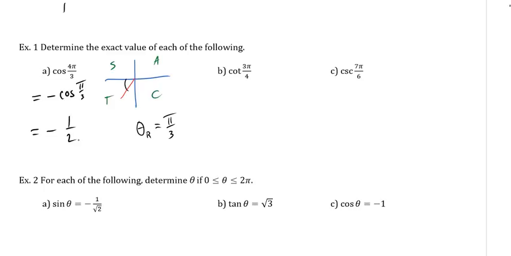Remember, cos pi by 3 was that check that we talked about yesterday, because that's like 60 degrees. Cos of 60 is a half. Cos of pi by 3 is a half. That's a good check to make sure your calculator is in the right mode. Any questions about that?